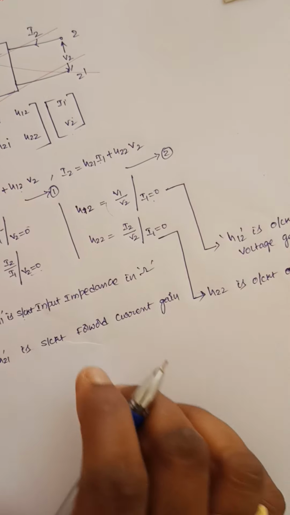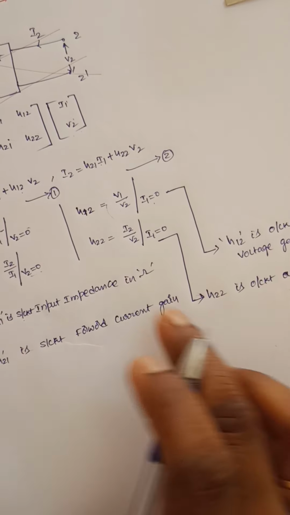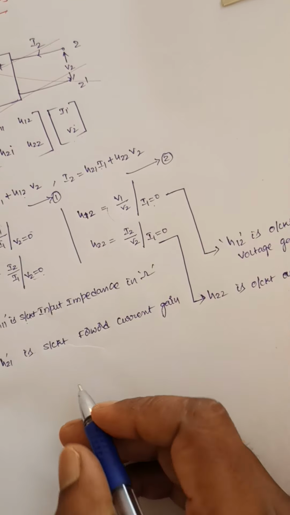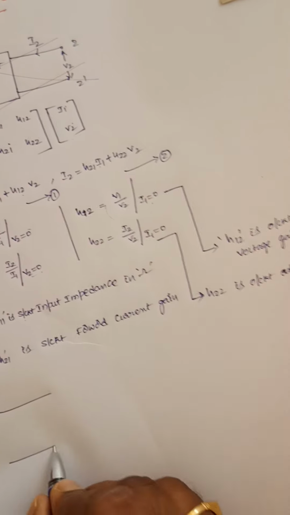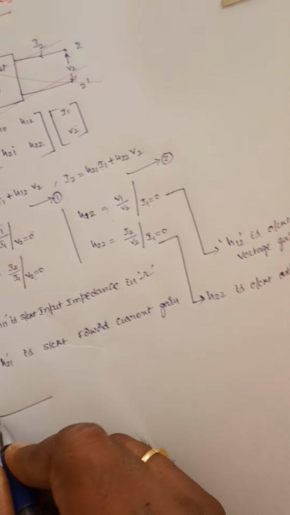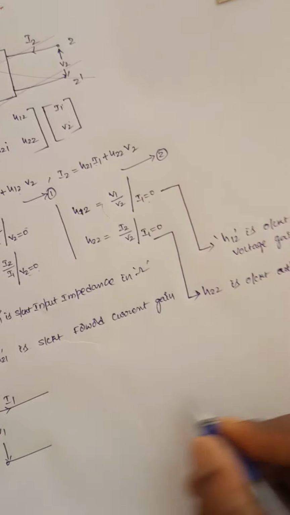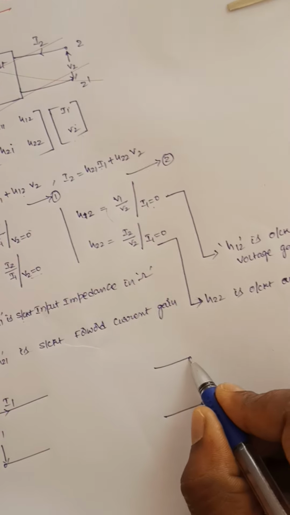Next, let me write the equivalent circuit of the two-port network in terms of H parameters. Now use these two equations here. So this is the input port. It is V1. It is I1. Here also it is V2.